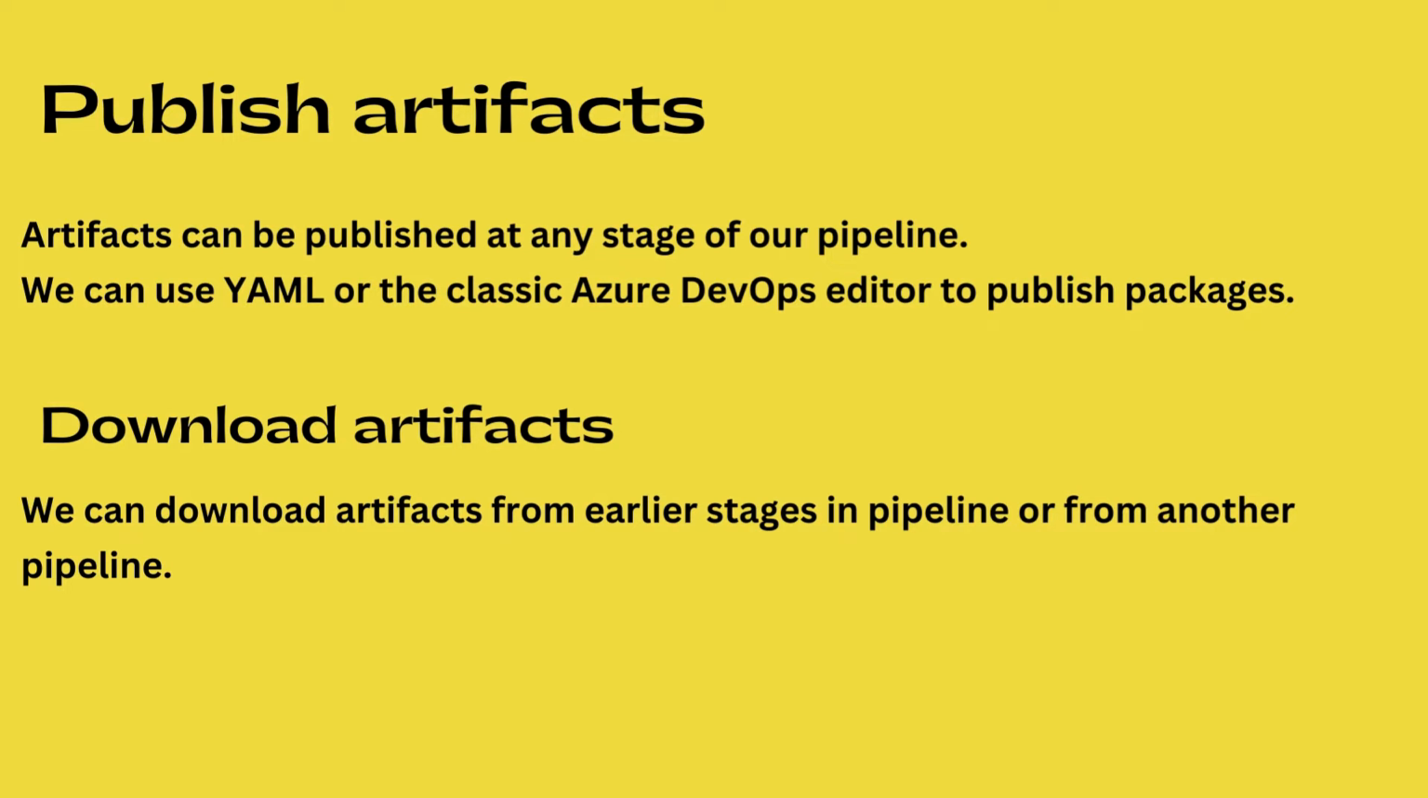We can use the YAML pipelines or the classic Azure DevOps editor to publish the packages. So we have the packages, we have the war files, or we can have the jar files that first we want to publish. Once it is published, then we can download these artifacts. We can download the artifact from the earlier stages in the pipeline or from another pipeline. Okay. So the publish artifact output will be the input for the download artifacts.